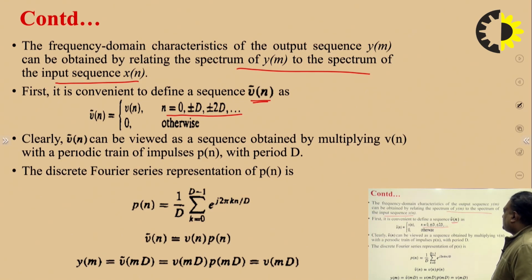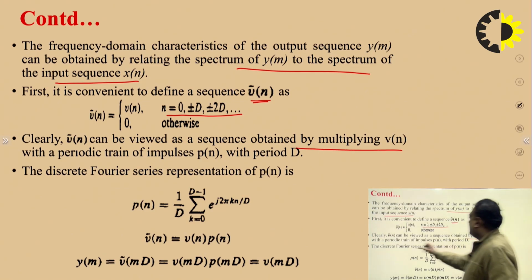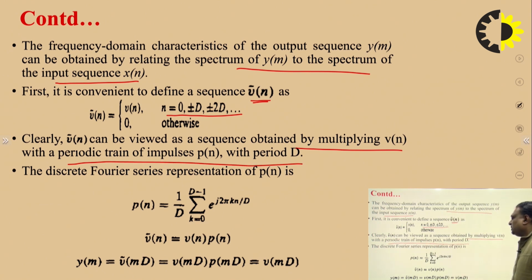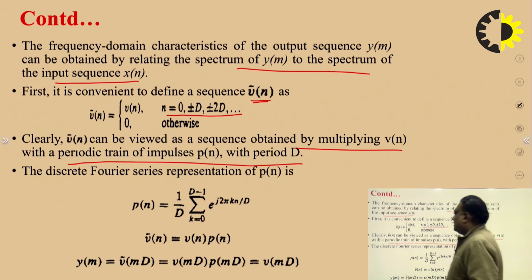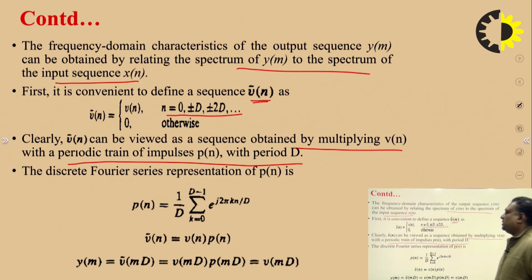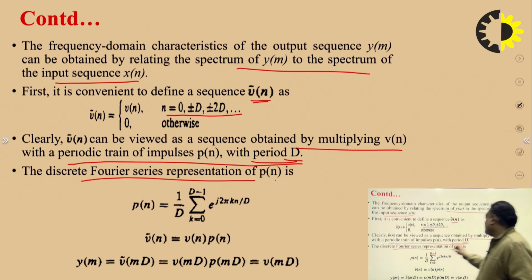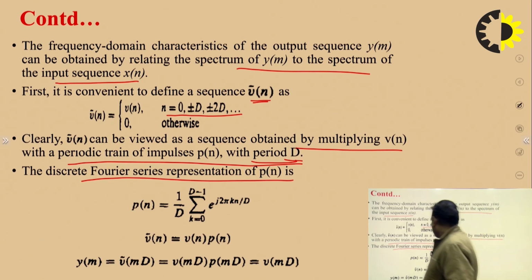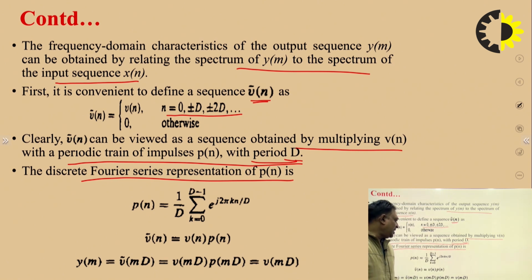So v tilde(n) is a sequence obtained by multiplying v(n) with a periodic train of impulses p(n) with period d. We can view it like this: we have obtained it by multiplying v(n) with a periodic train of impulses located at multiples of d. We can represent its discrete Fourier series as p(n) equals 1 upon d, summation k equals 0 to d minus 1, e to the power j 2 pi kn by d.